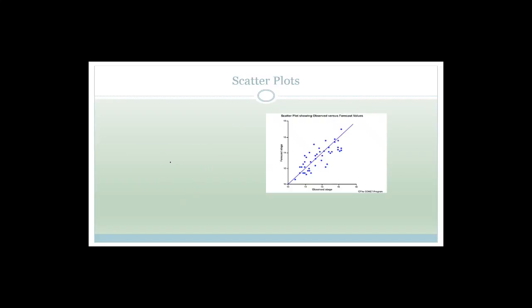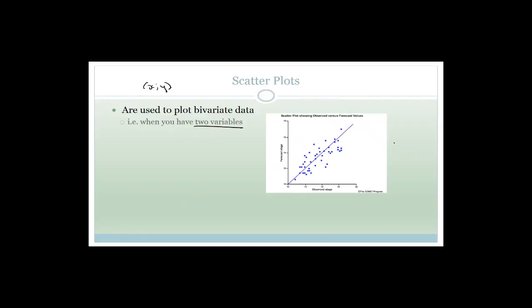So now, let's talk about scatter plots. Scatter plots are basically a way to plot bivariate data. Now, bivariate sounds like a very scary word, but all it's saying is that you've got data where you've got two variables, like an XY graph, okay? So if you're plotting, for example, this is the observed value, whereas this is the forecasted value. So let's say, for example, this is of a comet program.